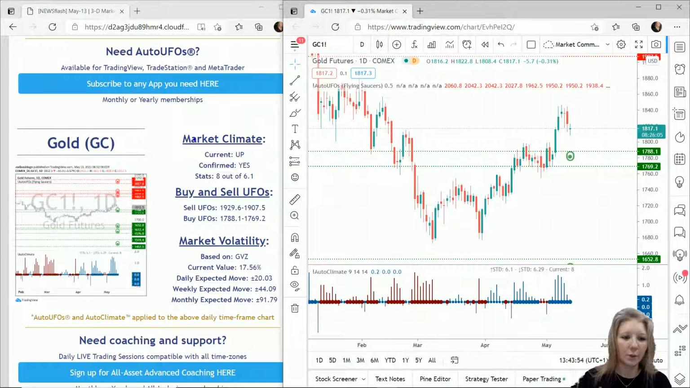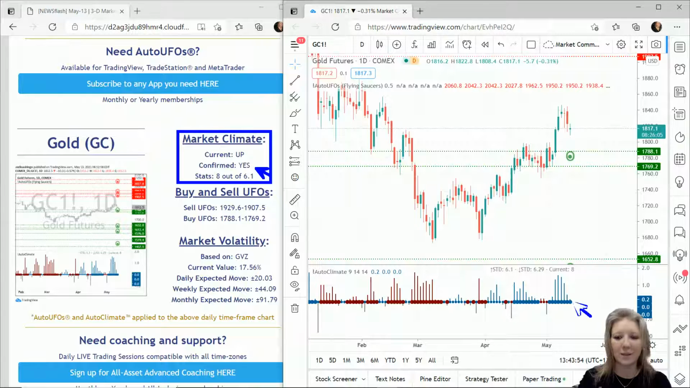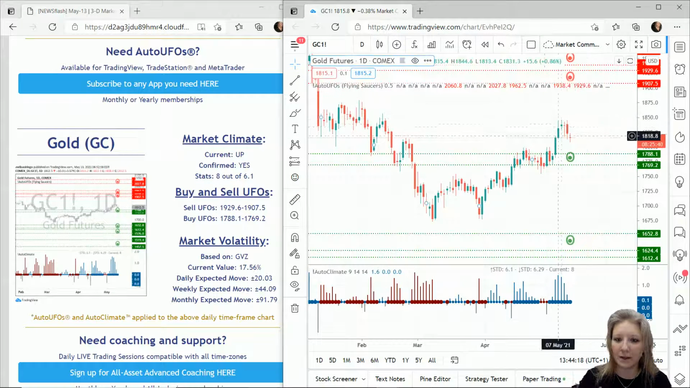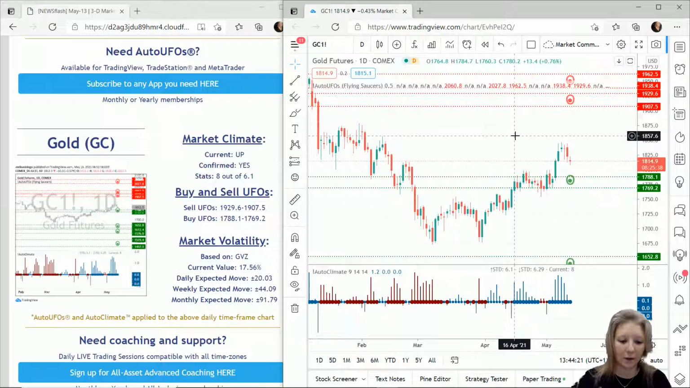Okay, so we have on gold a confirmed upwards climate, probability upwards, thick blue dot, tells us probability to the upside, look to buy. Now usually this market goes up for 7 candles, we're on candle number 8. So we've gone just past what is normal. So again, bear in mind, not as many probabilities as we would like, but still overall probabilities upwards. Now if we squidge this down a little bit, we'll be able to see the sell UFOs up there.